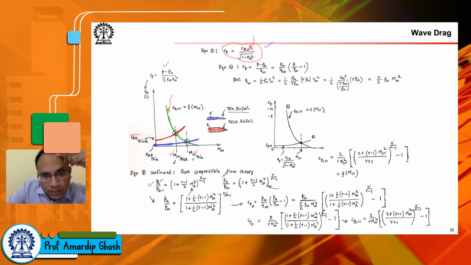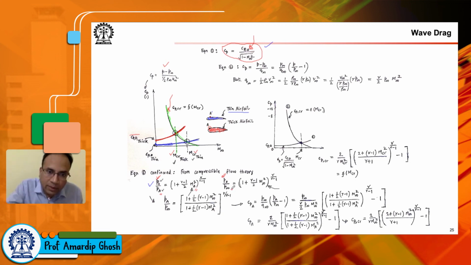So once again, P naught is something known as stagnation pressure. P is the static pressure at the location A. MA is the Mach number at the location A. Gamma is Cp by Cv for the gas under consideration. In most cases, we will be dealing with air. Here again, you see P naught is the same.